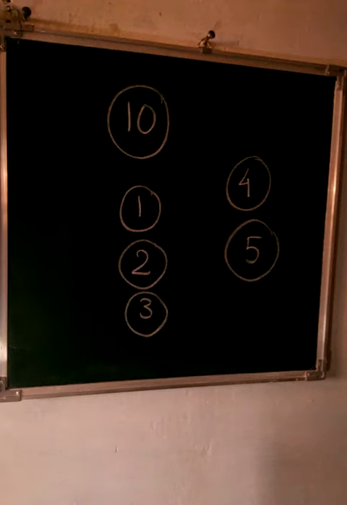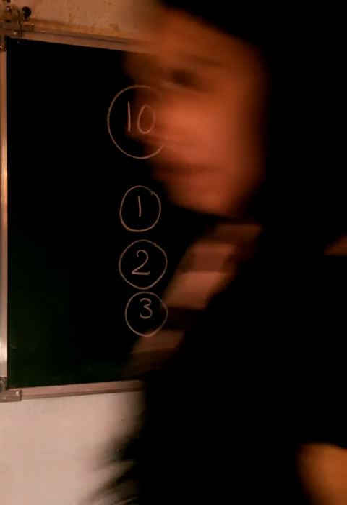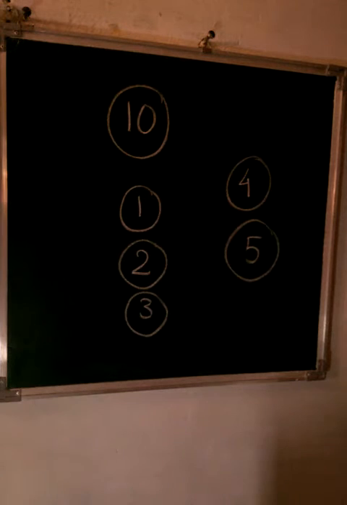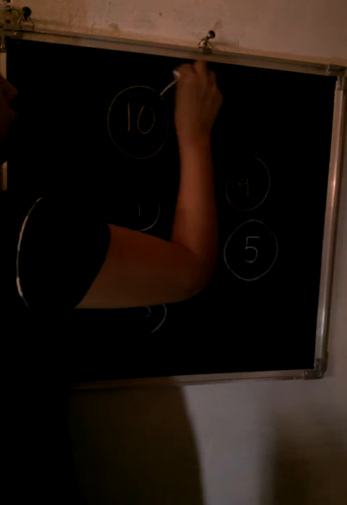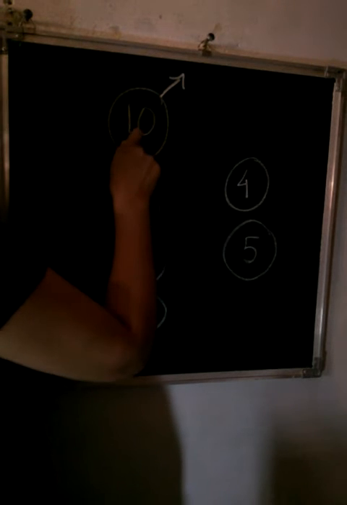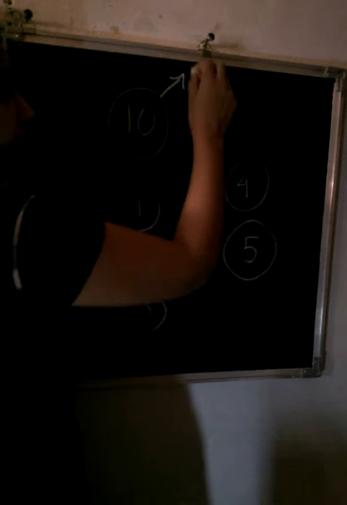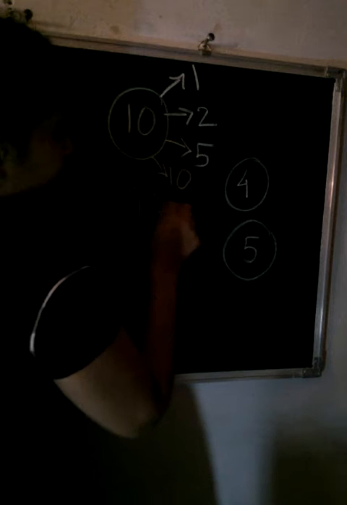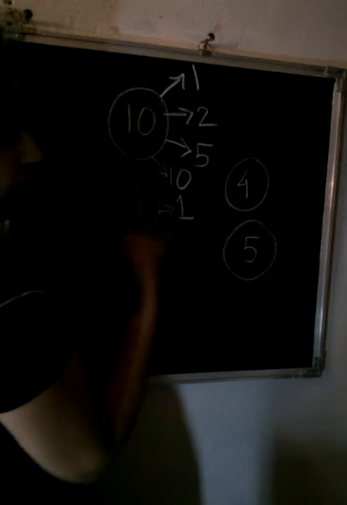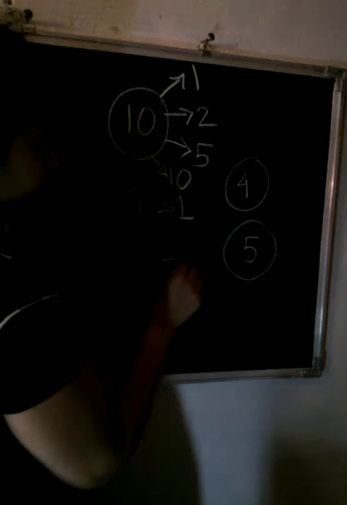Here you can see I have written some numbers and I have circled them. Yes, let's find out the factors of these numbers. Factors of 10 means the numbers which can divide 10. So 1, 2, 5 and 10.